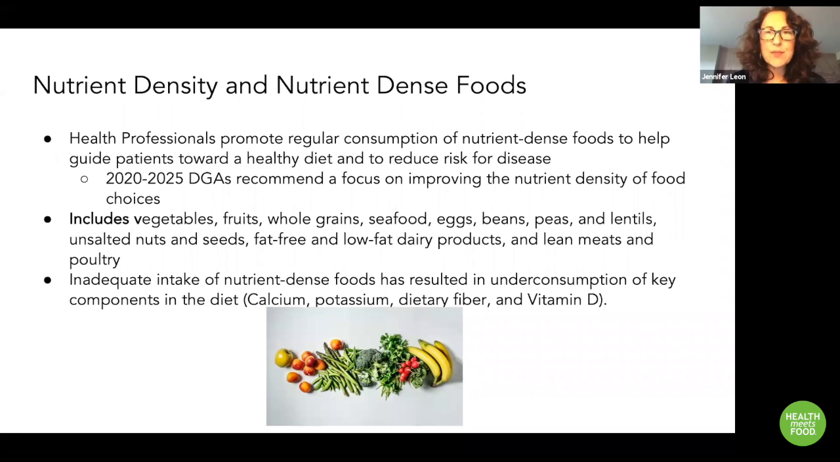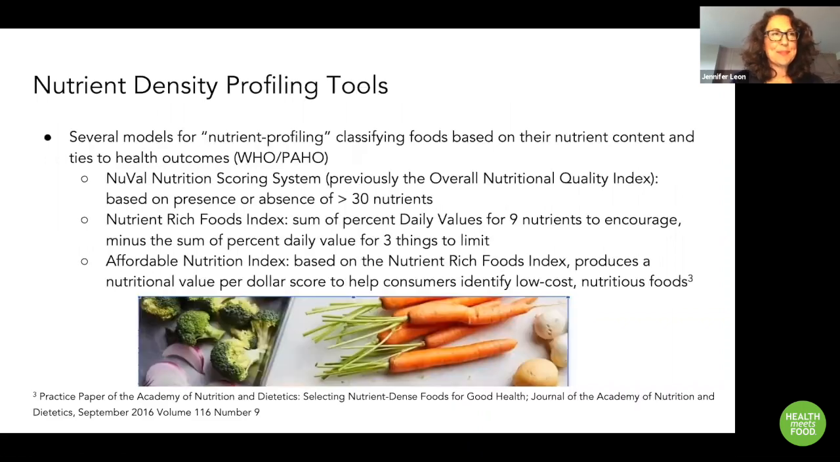So what kinds of foods would be considered nutrient dense? It would be foods such as vegetables, fruits, whole grain, seafood, eggs, legumes, nuts and seeds, low-fat dairy, and lean meats and poultry. Okay, next slide, please.